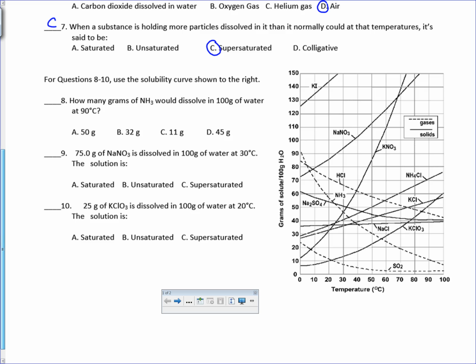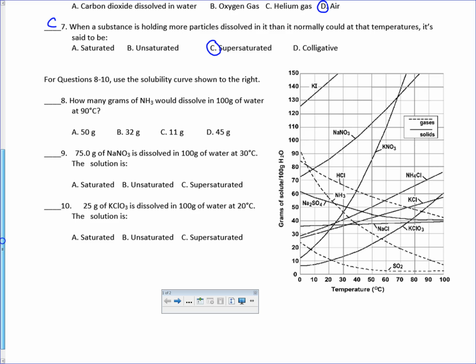For these next questions, we're going to be using this solubility curve. The first one, it says how many grams of NH3 would be dissolved in 100 grams of water at 90 degrees Celsius. Something here, this 100 grams of water, you should just kind of ignore that because all of these are for 100 grams of water. It says it there on the side of the chart. And so the 100 grams of water is just kind of extra information so that you know that it's relevant when looking at this chart.